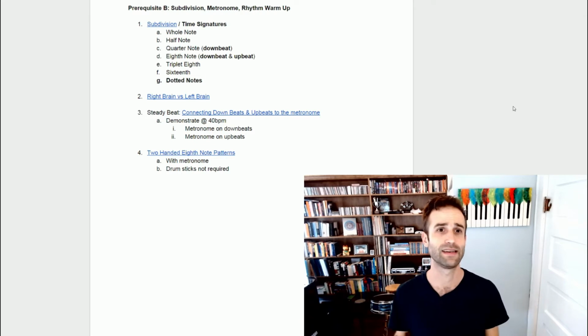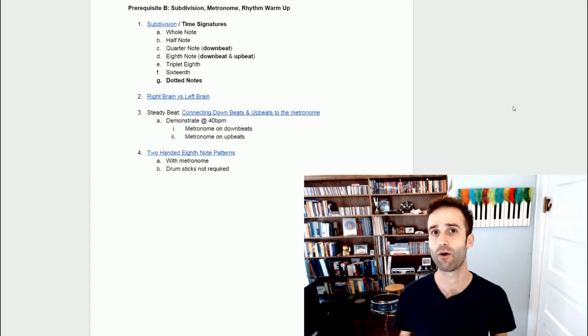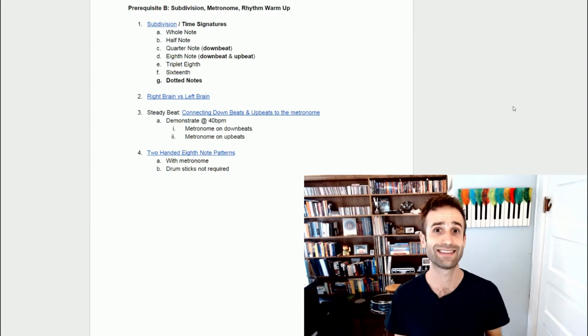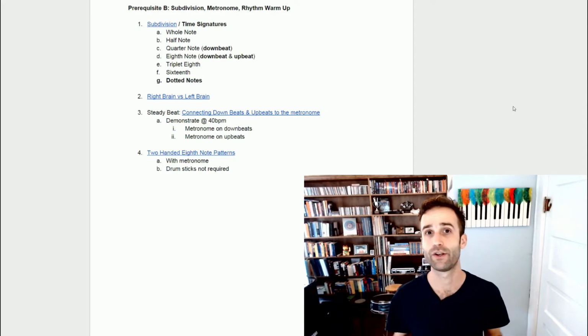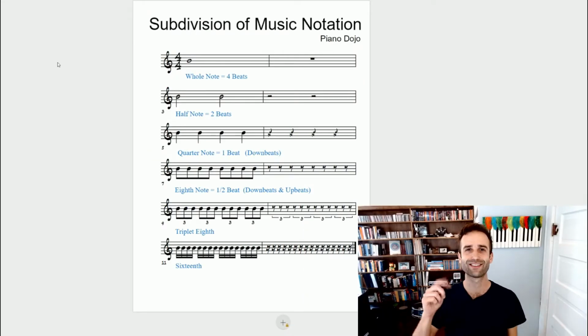So what we're going to talk about today is we're going to briefly visit the idea of subdivision, and then we're going to talk about the steady beat and how we can have a mental model of our right brain and our left brain to help us understand that. And then we will actually do a hands-on preview of what our rhythmic warm-ups are going to be like with a two-handed eighth note pattern. And like I said, this is a preview of what we're going to be doing at the beginning of each of our actual weekly videos, where we will be doing a rhythmic warm-up for each of those. All right, let's get started on subdivision.